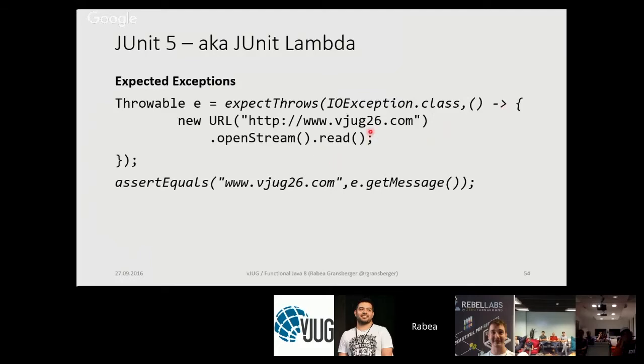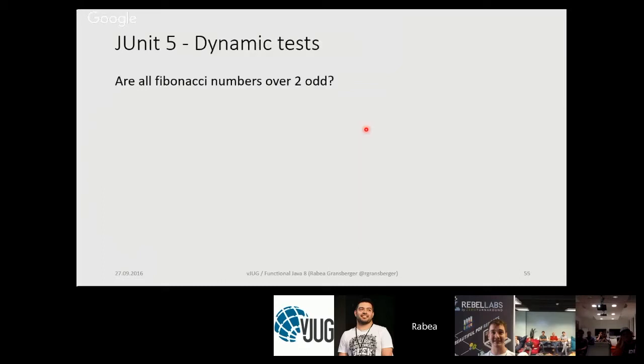I actually tried vjug24.com because I didn't think it was registered, but it actually was. So my test did fail because it didn't throw an exception, so I had to put in vjug26.com. I don't think this will ever happen, right?